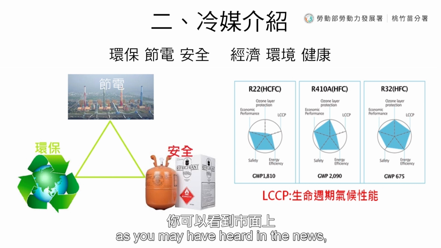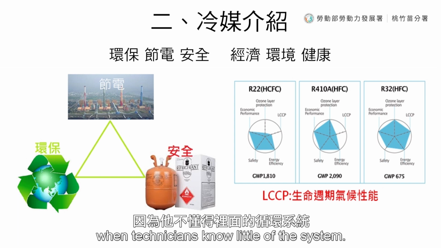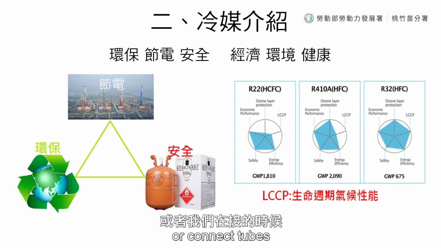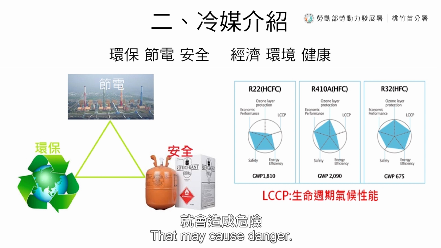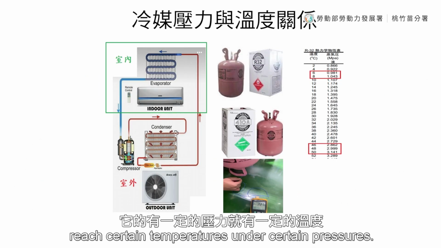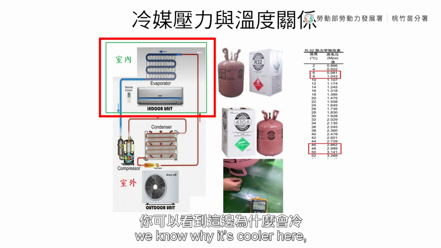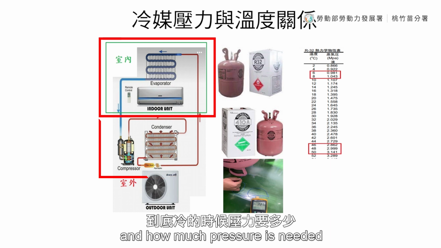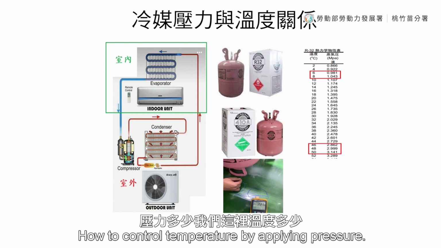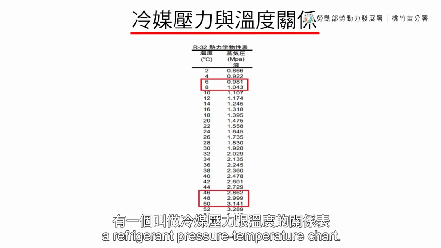Without professional training, as you may have heard in the news, AC installation could lead to explosion when technicians know little of the system. They might leave some valve closed or connect tubes without proper protection. That may cause danger. As to refrigerants, here we see different refrigerants will reach certain temperature under certain pressure. As I mentioned earlier, we know why it's cooler here, why it's warmer here, and how much pressure is needed to reach the set temperature. How to control temperature by applying pressure. It's easy to get from retailers or the internet: a refrigerant pressure temperature chart.